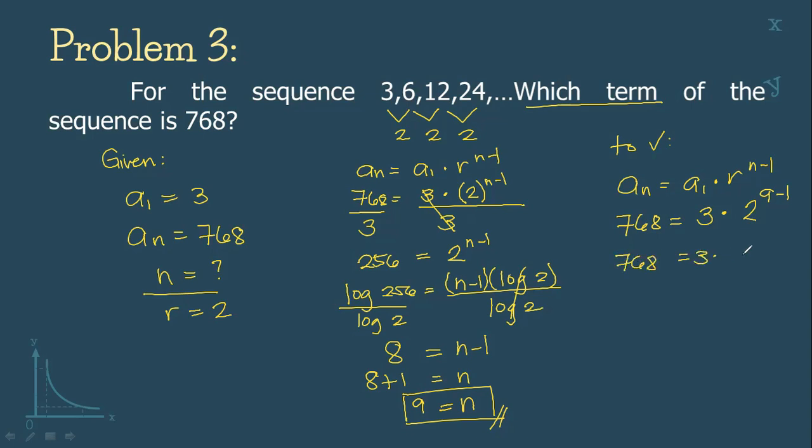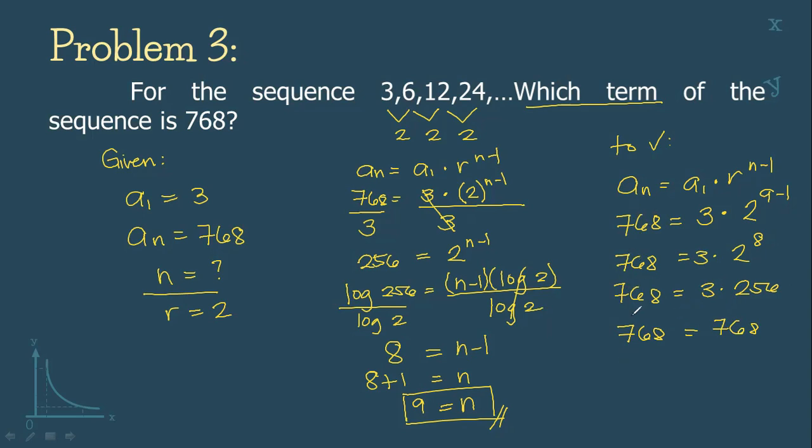So, 3 multiplied by 2. What is 9 minus 1? This is 8. So, 768 must be equal to 3 times what is 2 raised to 8? 2 raised to 8, my dear students, that is equal to 256. And 256 multiplied by 3, that is indeed 768. So kung makikita niyo po, nag-equal siya. 768 is indeed equal to 768.